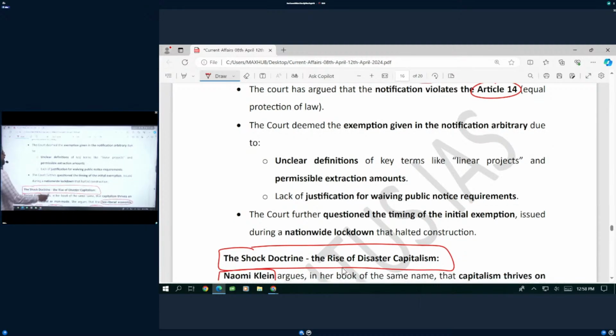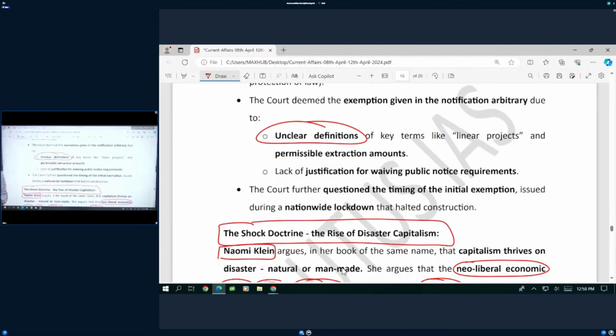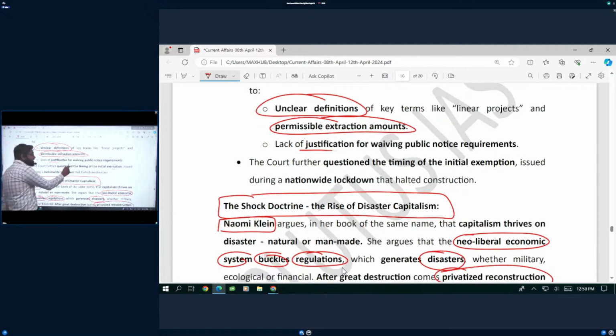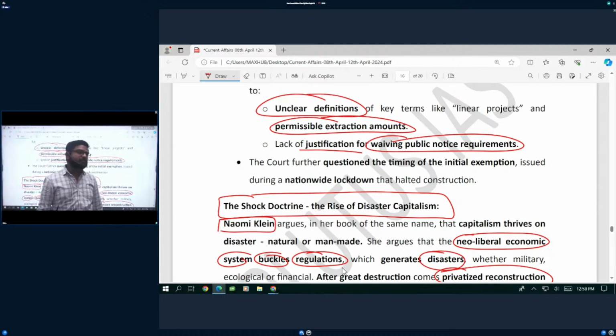Second thing, there was no definition of linear projects. इसमें clear definition नहीं था linear project का. Virtually any project can be classified as linear project. Second, there was no limit on extraction amount. You can extract as much earth as you want. Plus, there was no justification for waiving public notification. So these were the objections raised by Supreme Court. Pehla, no limit on excavation, no public notification, and no clear definition of the term linear project. So this all violates Article 14, that is equal protection of law, and so this amendment is unconstitutional.